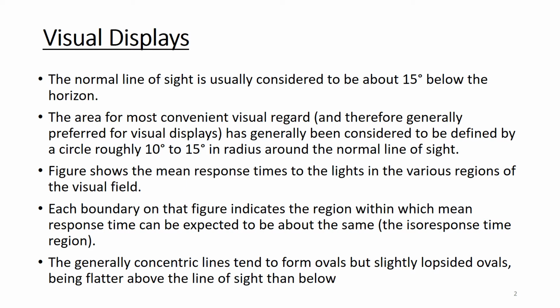The area for most convenient visual regard has generally been defined by a circle around 10 to 15 degrees in radius around the normal line of sight. That is our normal area through which we can run our eyes to have a better visual display. There's a graph in the next slide that shows the mean response time to lights in various regions of the visual field. We will look into that figure now.